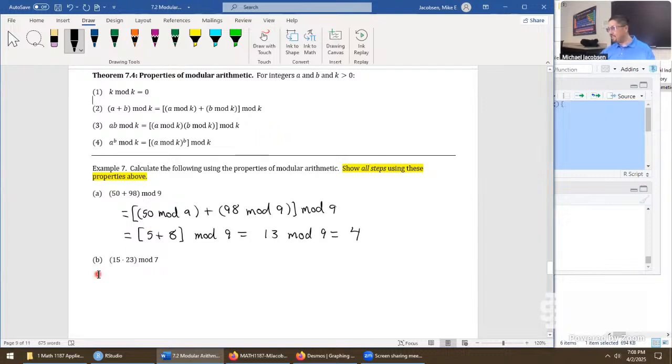Okay, let's try it out again. This one looks like it's going to be property number 3, multiplication. 15 by 23 mod 7. Well, we could say that this is equal to 15 mod 7 times 23 mod 7, mod 7. And my answer that I gave for why we need these properties kind of fit for what was going on in part A.